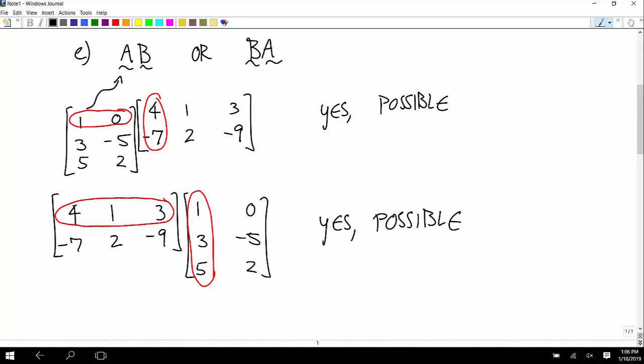Okay, so yeah, that's the next. So the first one, in the first case, we have 3 by 2 multiplied by a 2 by 3. So this has 3 rows. This has 3 columns. And so if you multiply those, you're going to get a 3 by 3 matrix.